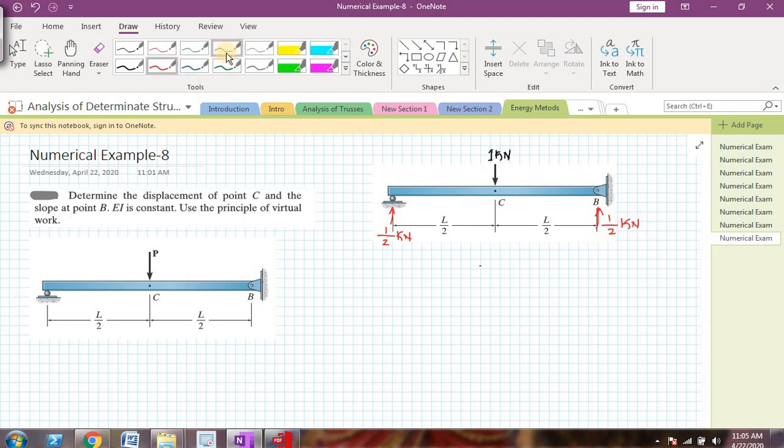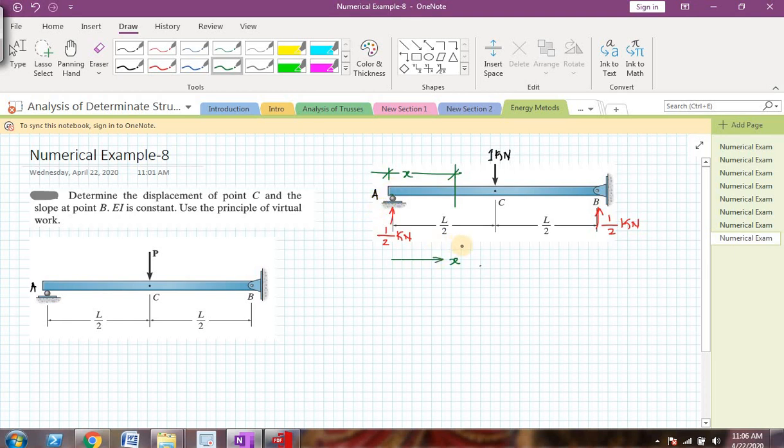Now I will take this point, point A, as the origin. So let me mark that point here. This is A, this is also A. I will take this as the origin and measure all my x distances like this. I will take a section somewhere here and let that section be at a distance x from point A.